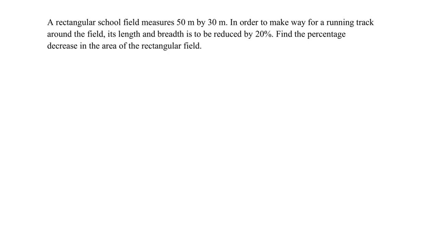It measures 50 meters by 30 meters. Now, in order to make way for a running track around this field, the length and the breadth of this field is to be reduced by 20%. Find the percentage decrease in the area.